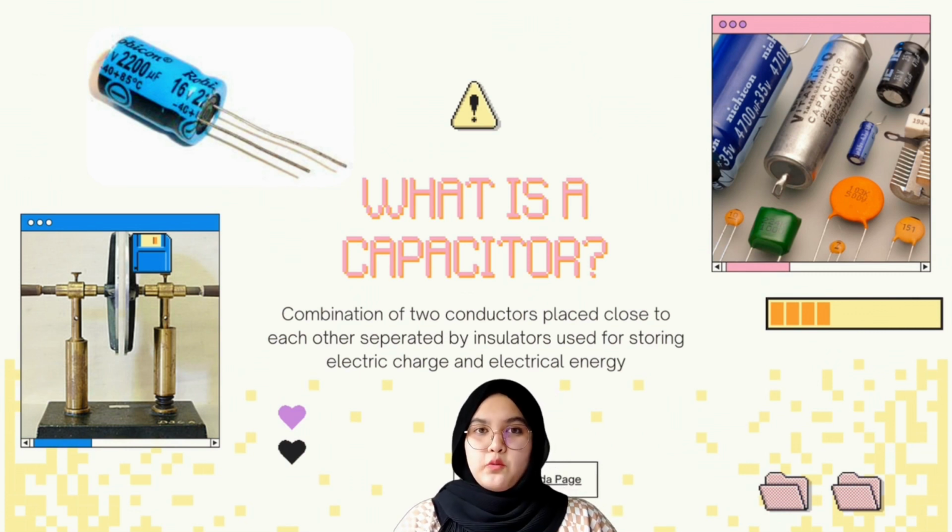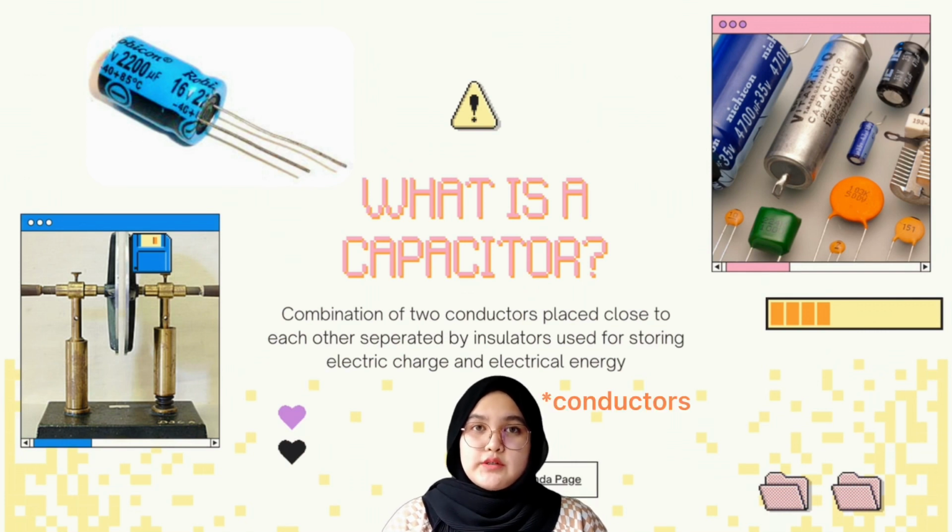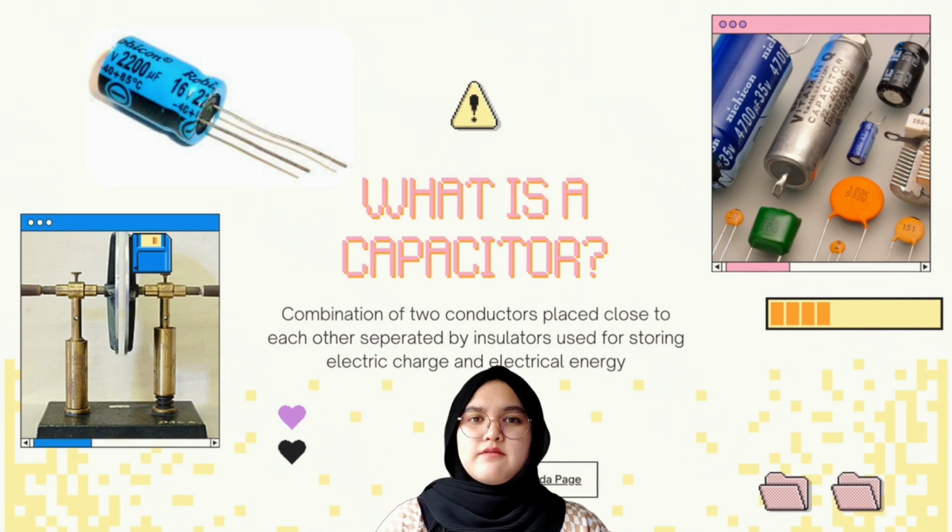To begin with, what is a capacitor? A capacitor can be defined as the combination of two conductors placed close to one another and separated by an insulator. A capacitor is very useful in storing electric charge and electrical energy inside electrical components.